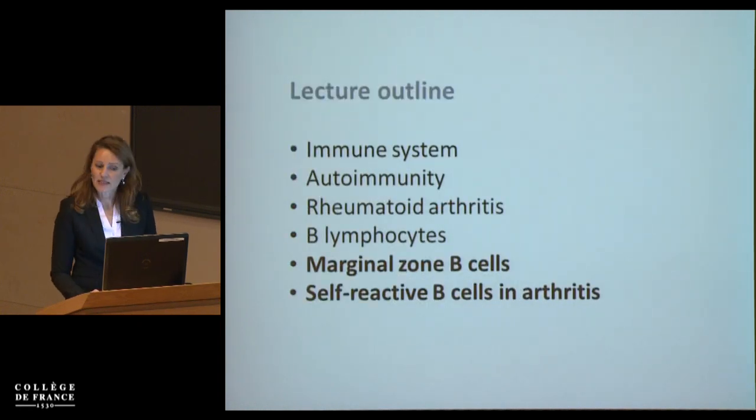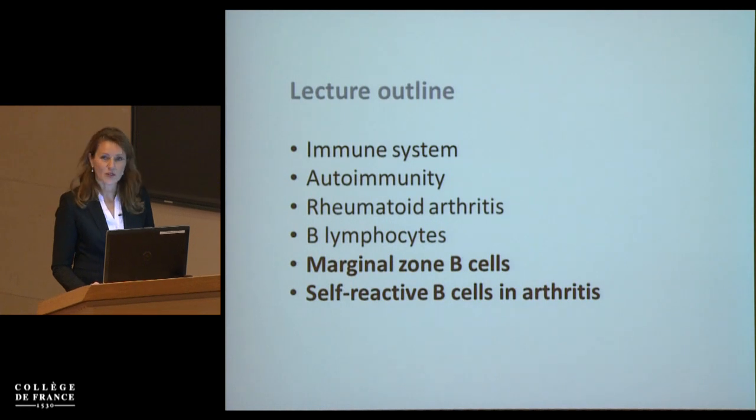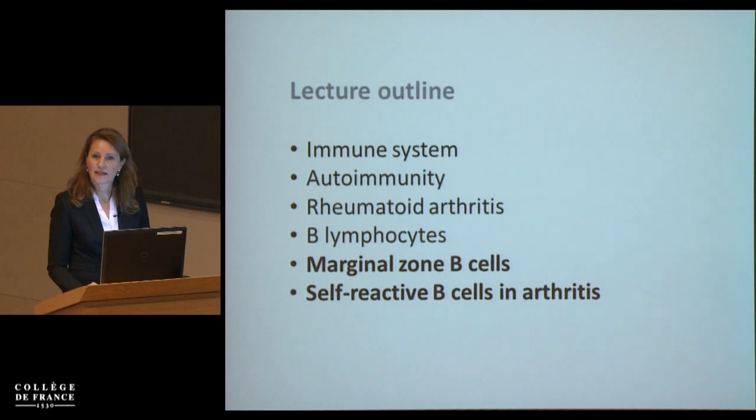So this will be the lecture outline: immune system, autoimmunity, one autoimmune disease called rheumatoid arthritis. I'm going to talk about B lymphocytes and their function, and then a subset of B lymphocytes, the marginal zone B cells, which is the focus of this talk. And then I'm going to also talk about the self-reactive B cells in arthritis.